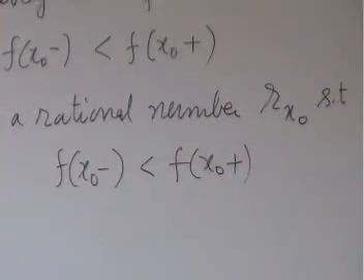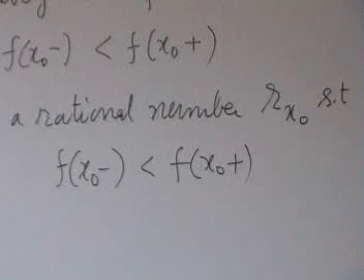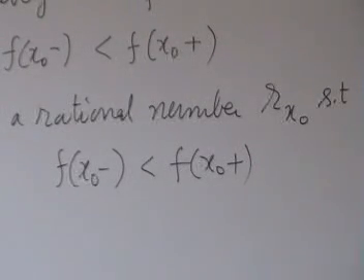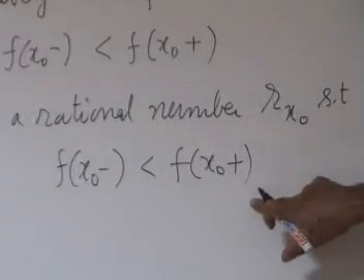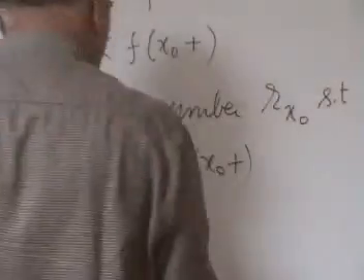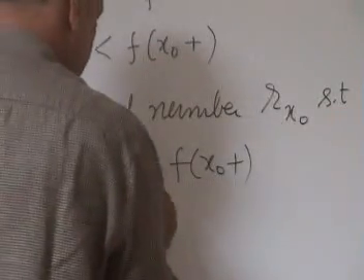Now I want to make one comment. Suppose, is there a question about this? r(x naught), r(x naught) less than. Oh, there, r(x naught) is missing, right?